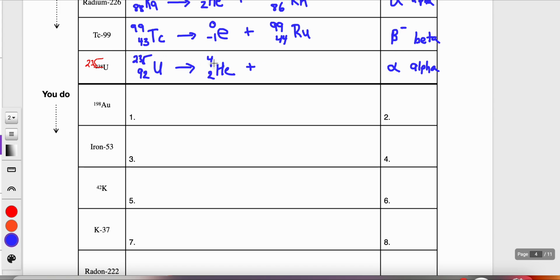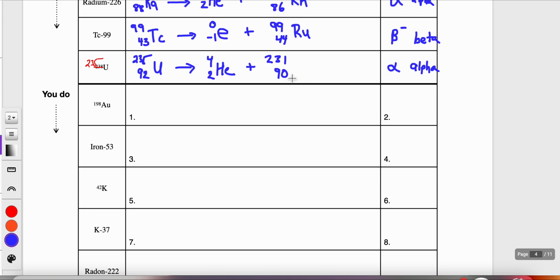When uranium-235 decays, the alpha particle it ejects takes 4 AMUs with it. So the new particle's mass is 4 less than the uranium. So the new mass would be 231. 231 plus 4 is 235. The alpha particle also takes 2 protons with it. So the uranium has 92 protons, the alpha takes 2 with it. So the new atom only has 90 protons in its structure.